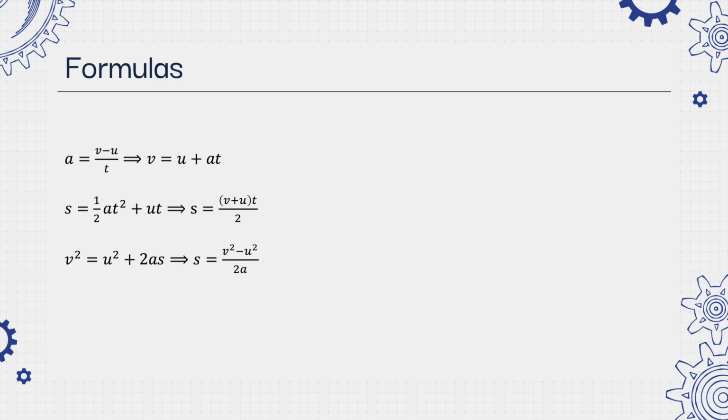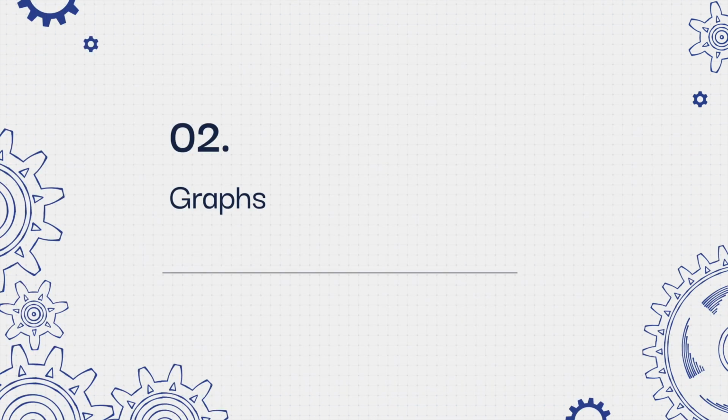Then the third formula is the final velocity squared equals initial velocity squared plus 2as. This implies, of course, that the displacement equals v squared minus u squared divided by 2a. And if you want to calculate the acceleration, it's basically the same. Acceleration equals v squared minus u squared divided by 2s. Let's go now onto some graphs.